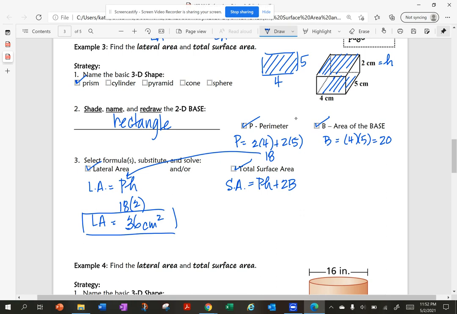And my total surface area is 18 times 2 plus 2 times 20. So my total surface area is going to be 76 centimeters squared.